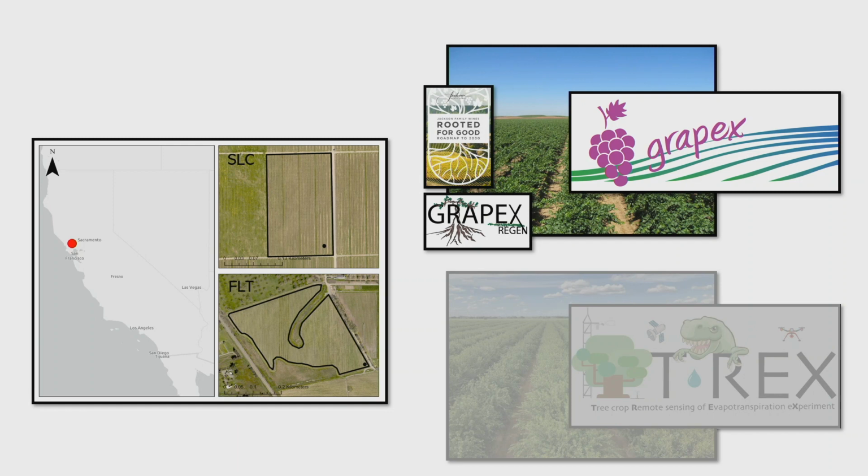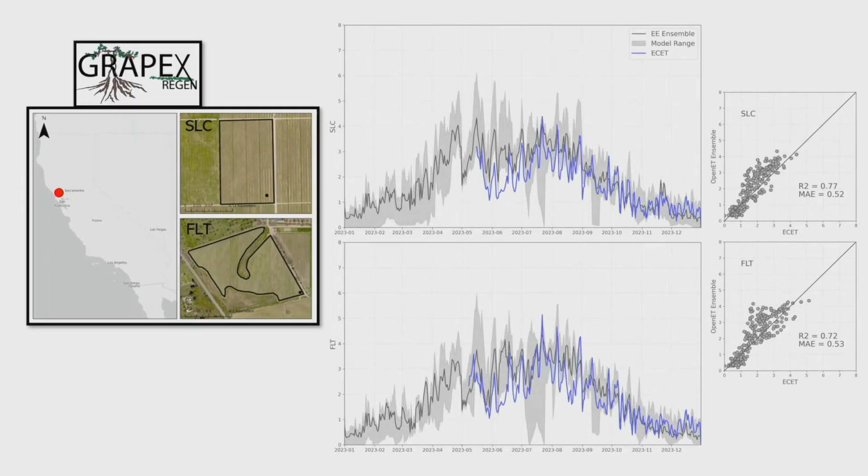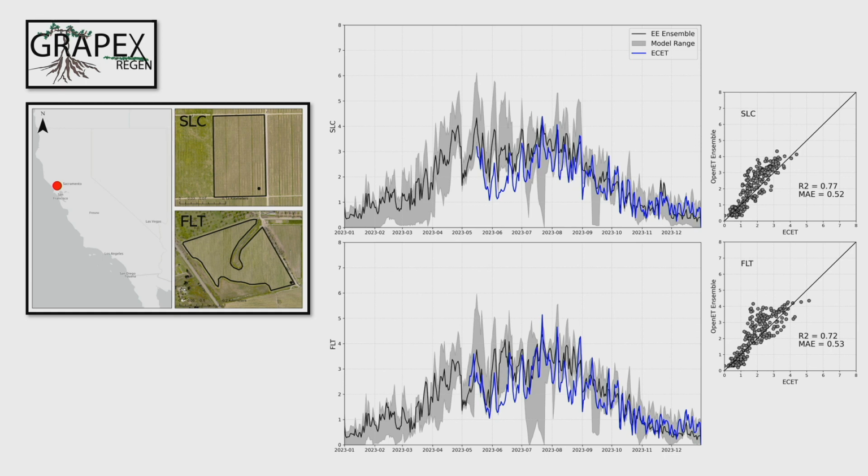Again, I want to refocus on GRAPEX just for a minute, specifically the two sites that we expanded to. This data, the observed data, was just processed on Friday, so we haven't had a lot of time to really dig into it. But comparisons are really, really promising. So the black line there is the ensemble with the model range around it for OpenET, blue line being observed. Just as an initial look, this is super promising, particularly for a regenerative vineyard where there's a lot of biomass in these systems, a lot of different types of biomass. It's not just the vine canopy, but grasses as well.